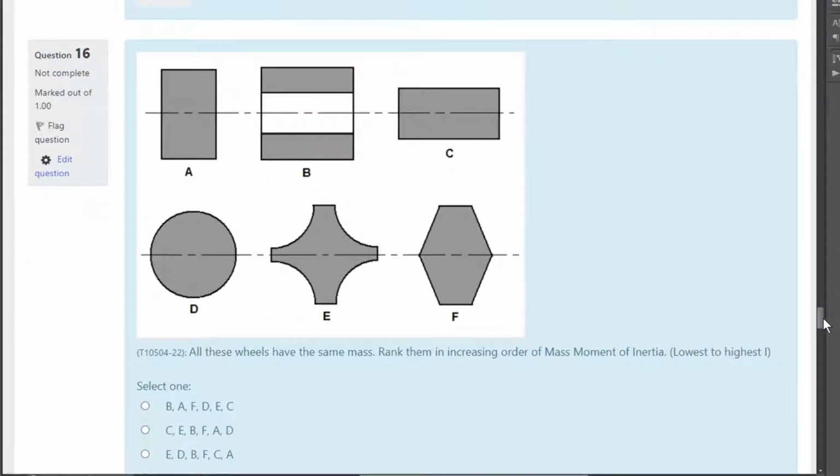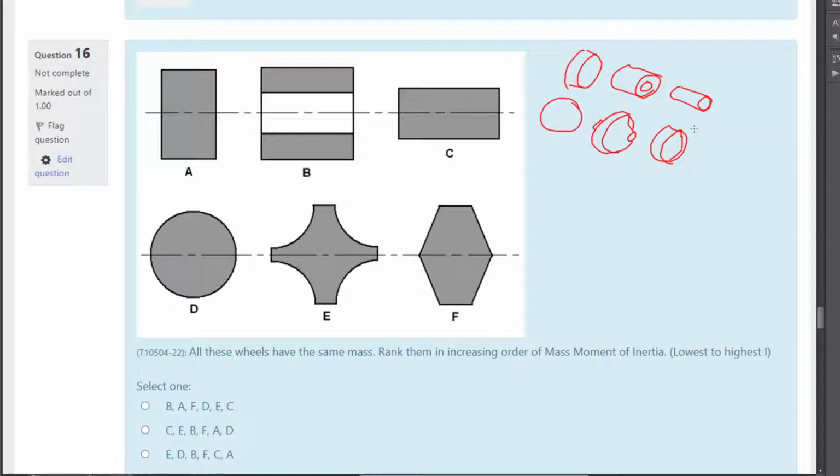Bit of a thought question going on here. They're all wheels, they all have the same mass. So each one's circular. See how you have a center line through the middle. So they actually look like this. There's your first one. The second one looks like that. Third one is a longer, skinnier cylinder. Fourth one's a sphere. Fifth one's a funny looking thing. It sort of looks like a spinning top kind of arrangement. And this last one is also a little bit weird. Goes to a point. Bit hard to draw.